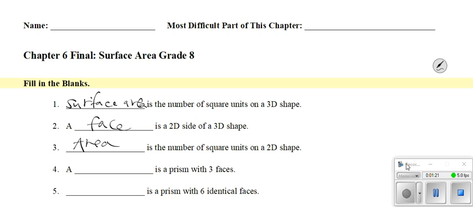Question 4, a blank is a prism with 3 faces. There's only one, and that's the cylinder, because there's a circle at the top, a circle on the bottom, and when we cut out that other side, that's the third face, which is a rectangle, so it's a cylinder. And our last one is a prism with 6 identical faces. There's only one of those that has 6 identical faces, and that's a cube.